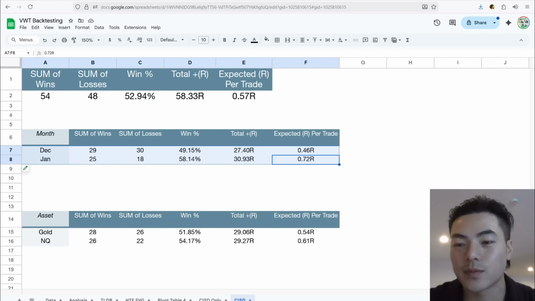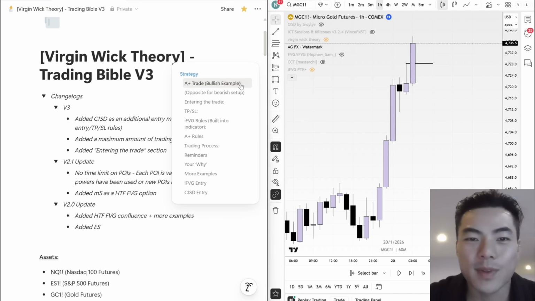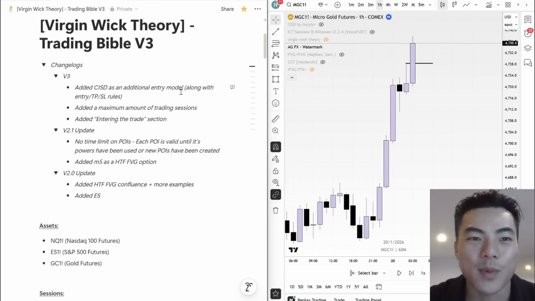All right, so here's what the trading Bible looks like. If you don't know what it is, it's essentially everything around my model: what the strategy is, how to enter a trade, how to put your stop loss and take profits, certain rules, what the process looks like, a bunch of examples. So it's pretty much got everything you need to trade this model. I'll go over what it looks like in the latest version.